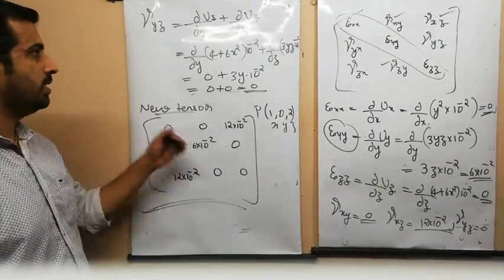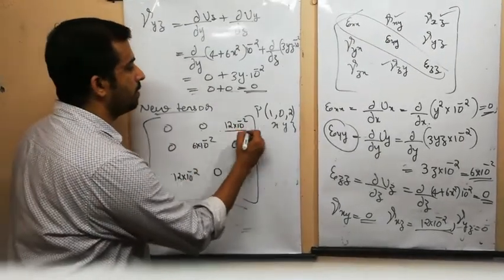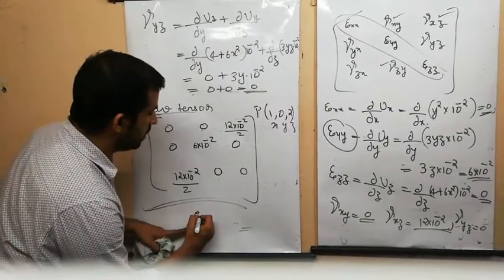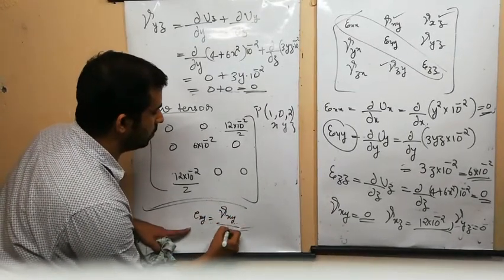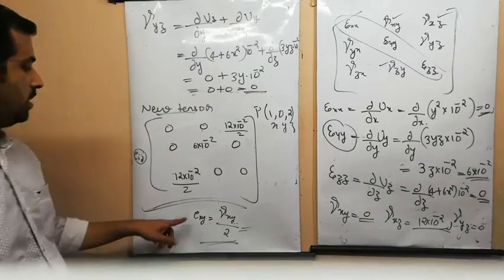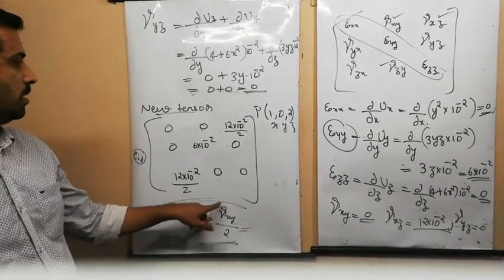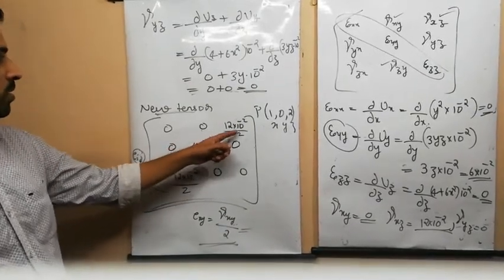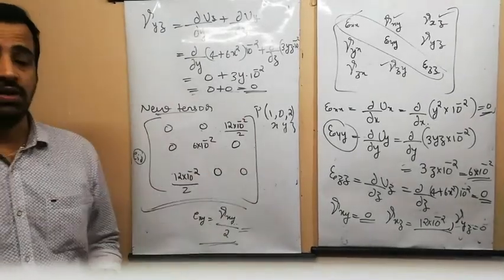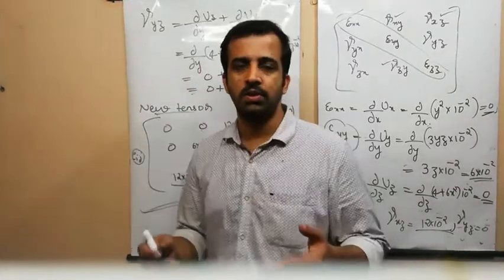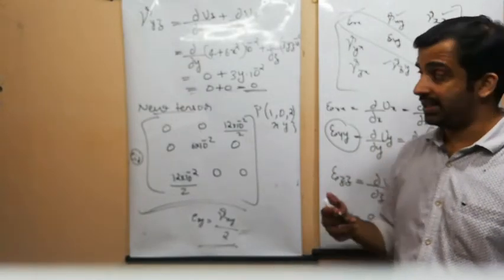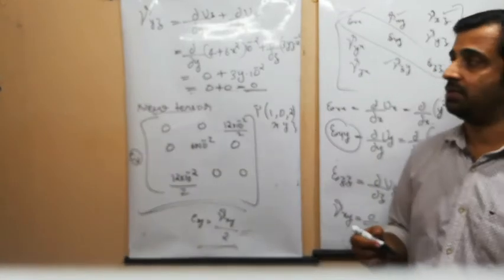If you are writing in terms of exy, this will again become half. Because exy is equal to gamma xy by 2. So if you are making a matrix of eij, our values will become 12 into 10 power minus 2 by 2, and here also 12 into 10 power minus 2 by 2. So this is how we can calculate the rectangular strain components also. This is a very simple problem. So now I solved two problems from the displacement field. More problems are available in the textbook by LS Srinath, so you can refer to that also. Thank you.